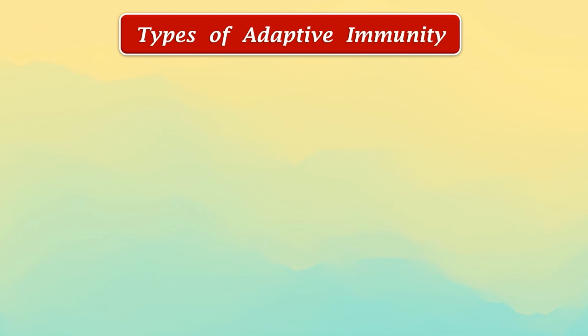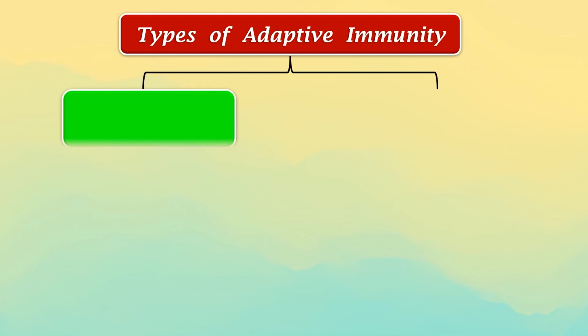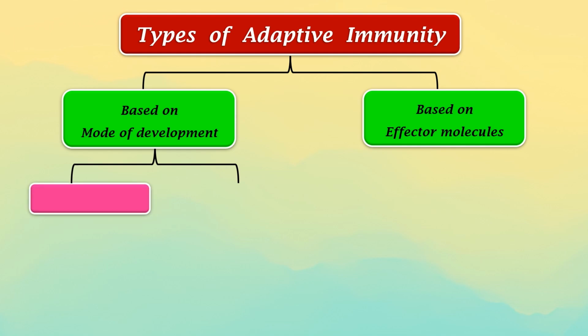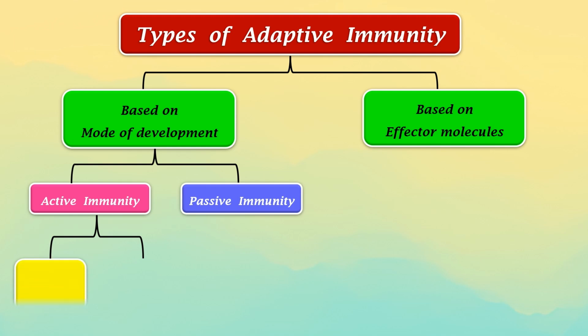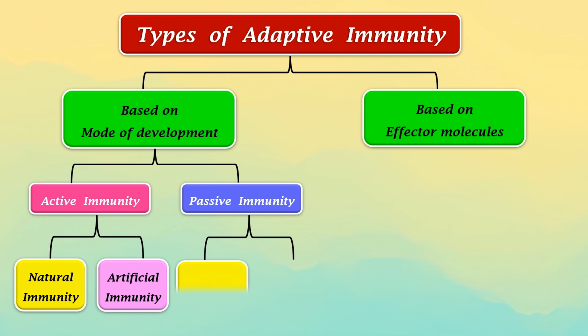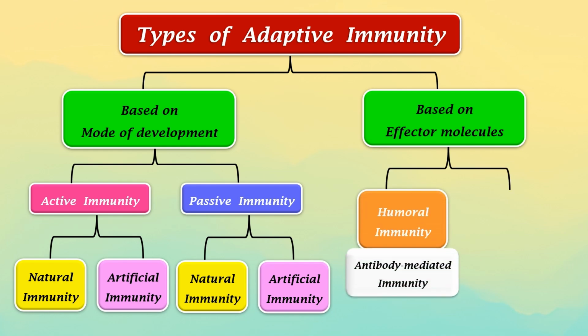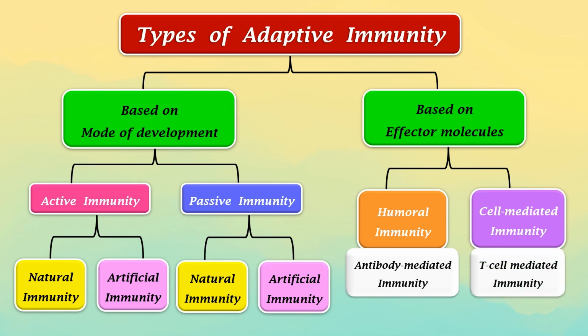Adaptive immunity is classified on two bases. One is based on mode of development, and the other one is based on effector molecules. It is of two types: active immunity and passive immunity, which is further classified into natural active immunity, artificial active immunity, natural passive immunity, and artificial passive immunity. Now based on effector molecules, they are categorized into two types, which is humoral immunity, also called antibody-mediated immunity, and cell-mediated immunity, also called T-cell-mediated immunity.